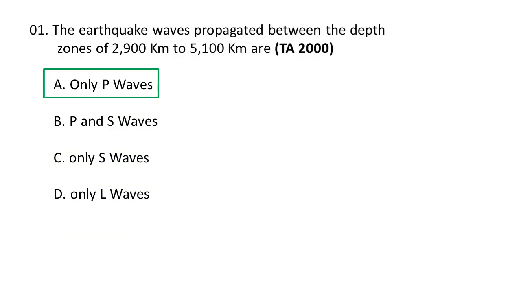At a depth of about 2900 kilometers, the P wave sharply decreases in speed, indicating that they are entering the core, and this boundary between the mantle and the outer core is called the Gutenberg discontinuity. At about 5100 kilometers, P waves speed up, indicating another boundary, this time between the outer core and the inner core. So only P waves, A is the correct option.